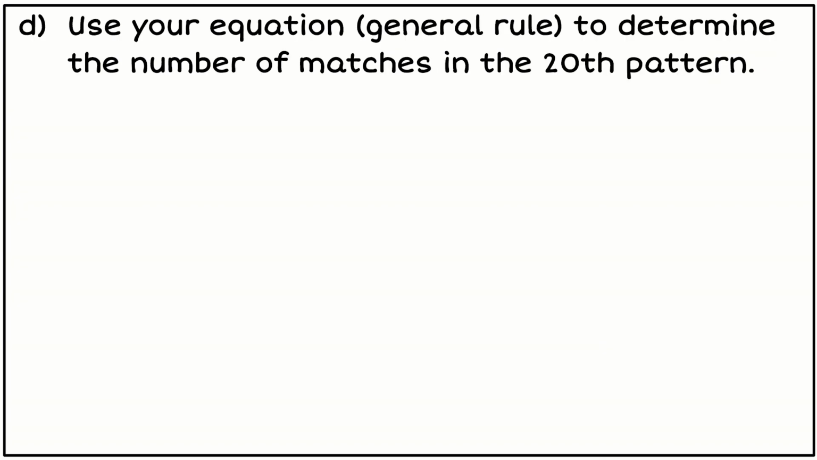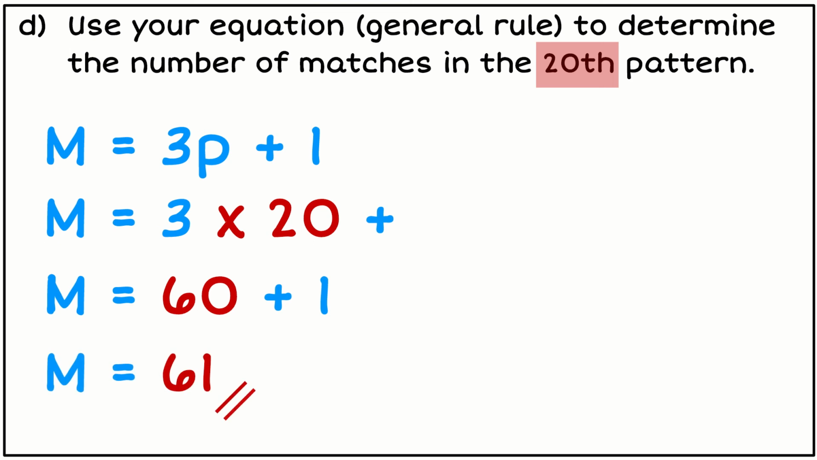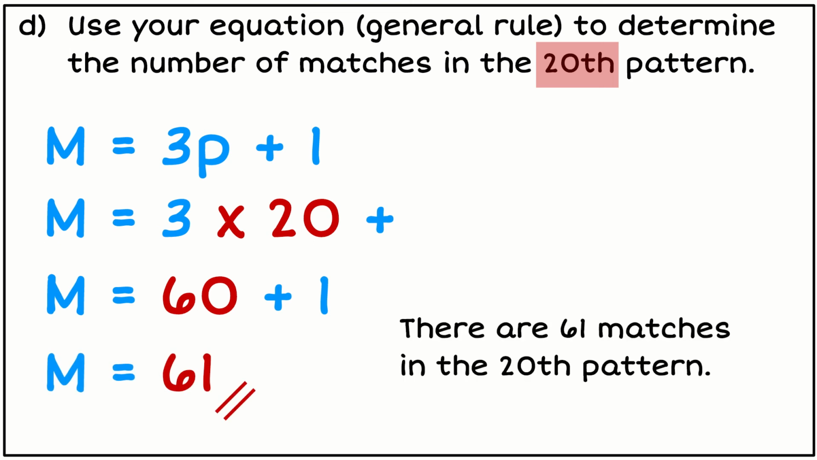So using this equation, we want to find the number of matches in the 20th pattern. So we want the 20th pattern. So that's in our equation, we've got a value of p. So substitute in p of 20, and that's going to give us 60 plus 1, which is 61. So that tells us there are 61 matches in the 20th pattern.